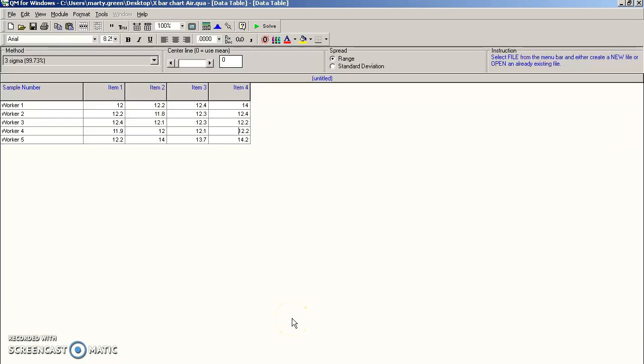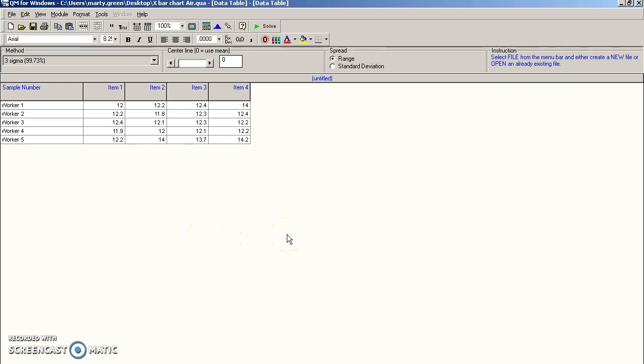This is a short screencast looking at C charts and X bar charts in particular. Try to keep these under 10 minutes if I can. And I wanted to take just a few minutes to look at C charts and X bar charts, as I had mentioned. We'll start off with X bar charts.